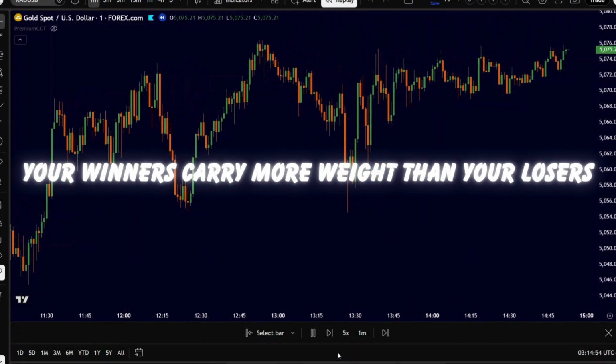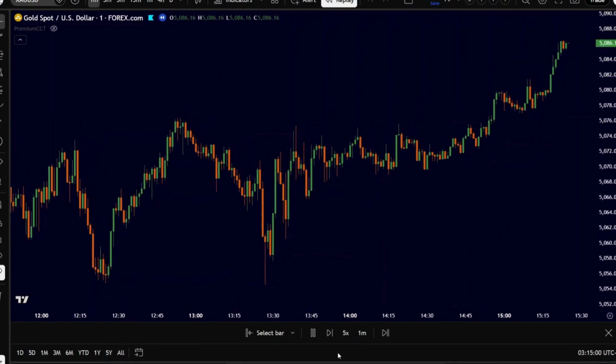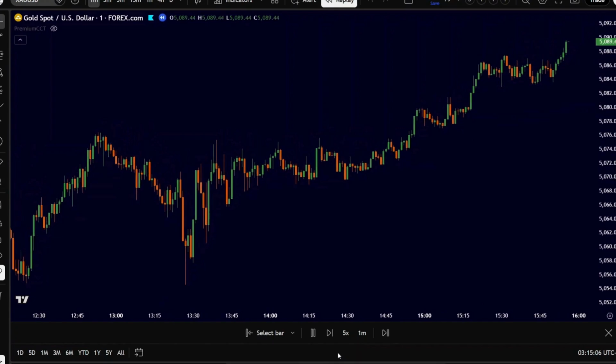This is the baseline setup. Clean, rule-based, and easy to execute. But the setup alone is not enough. The conditions around it matter just as much. And that's what we're going to get into now.